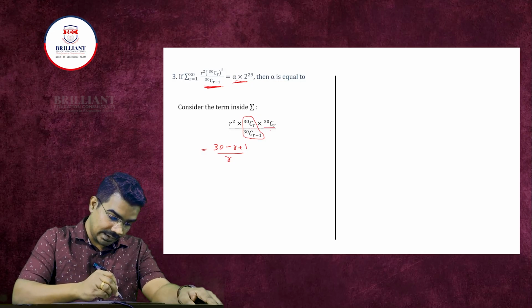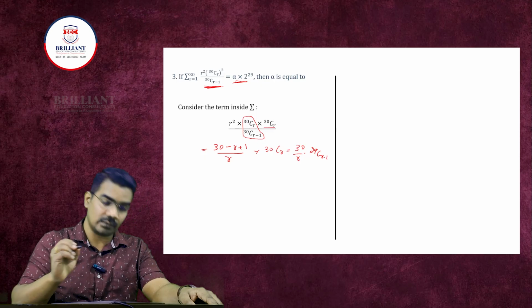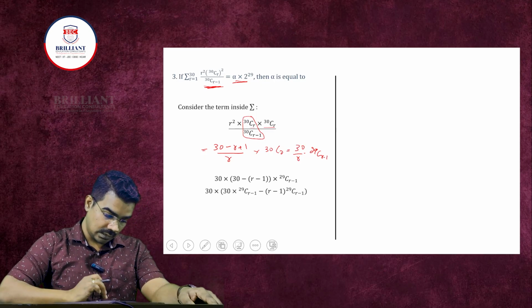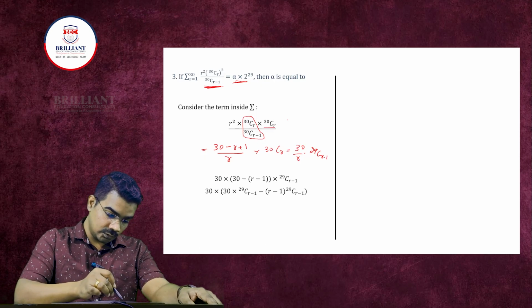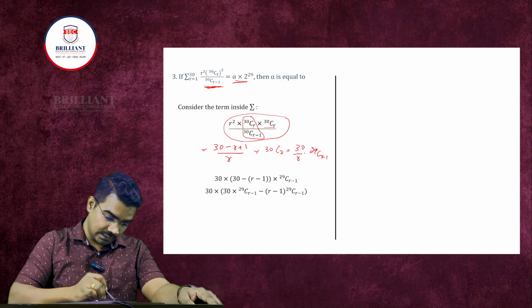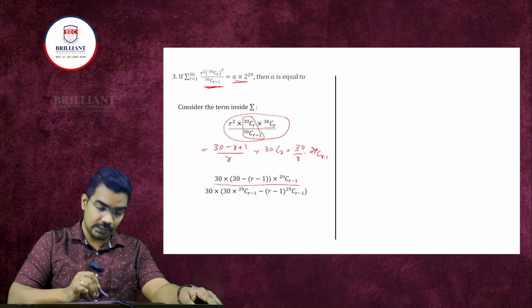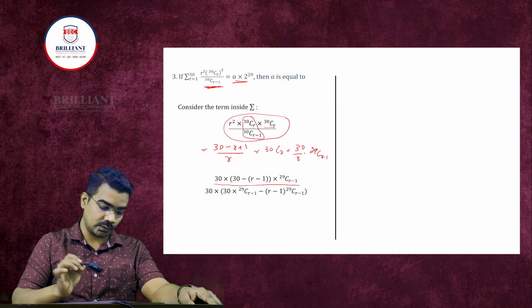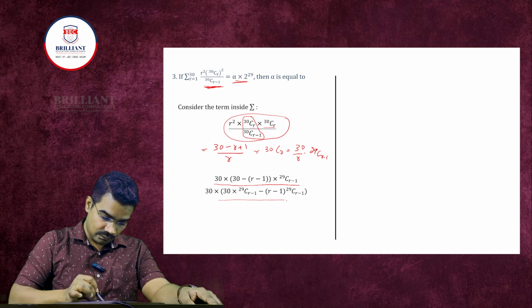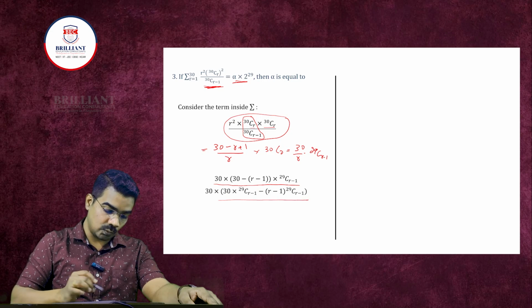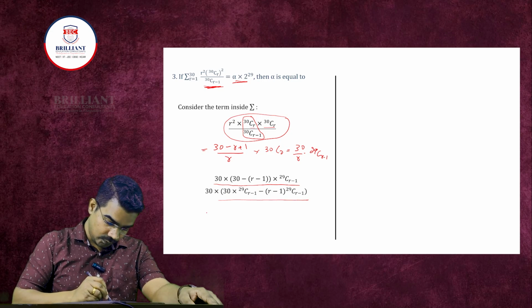Okay. So again this 30Cr will be 30 by r into 29C(r minus 1). Okay. Using this, when we substitute this back in this one, we will get 30 into (30 minus r plus 1) into 29C(r minus 1). So rearranging it, we get this one. So here again, if you check, 1 minus r is there.